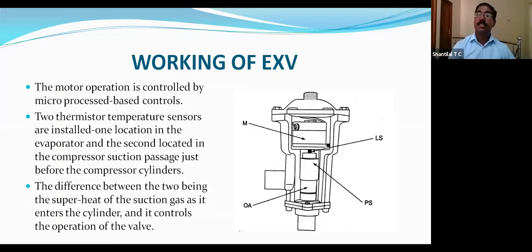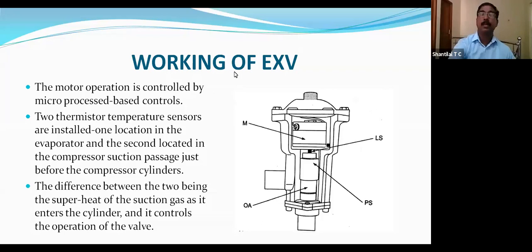This is the working of the electronic expansion valve. It is a refrigerant control device used in refrigeration and air conditioning systems, nowadays in VRV or VRF air conditioning systems. The electronic expansion valve is used as an expansion device. Next is the level master control.